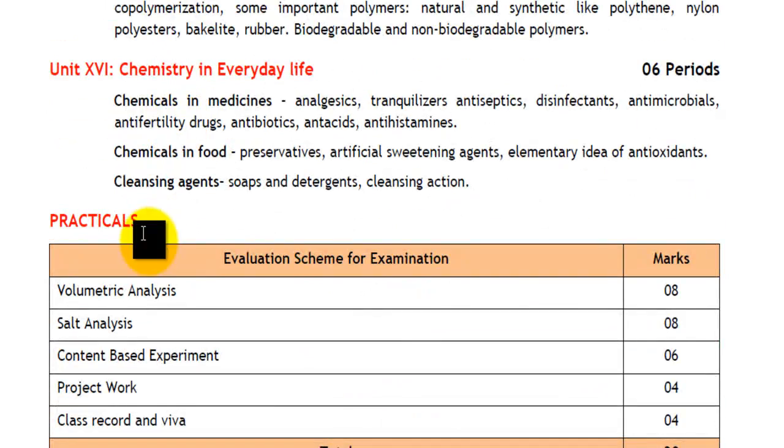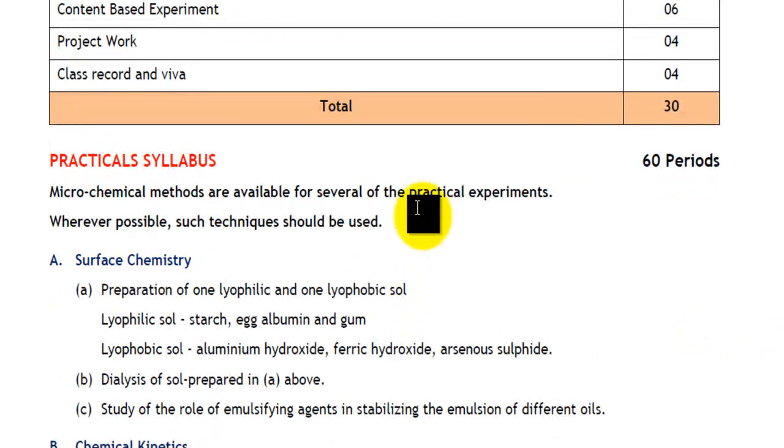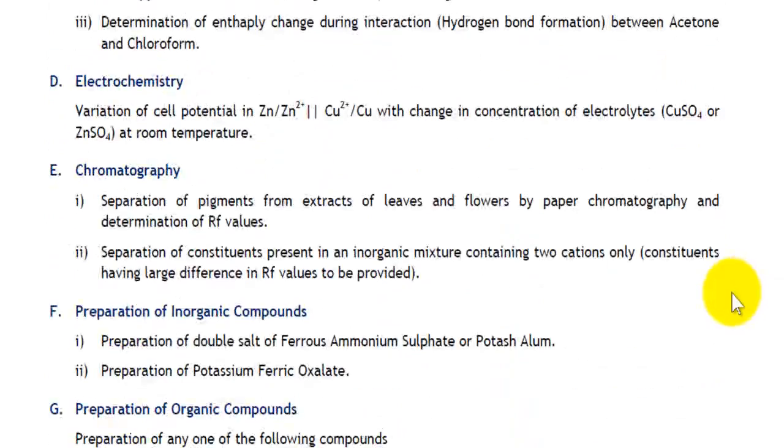Now we will talk about the practicals which are of 30 marks. There is 1 practical of volumetric analysis which carries 8 marks, 1 on salt analysis which carries 8 marks, then there is a content based experiment which carries 6 marks, the project work which you have done will be of 4 marks, and then there will be a class record and an oral viva which will also be of 4 marks, totaling to 30 marks. So here you can see on the CBSE website the syllabus for the practicals is given.